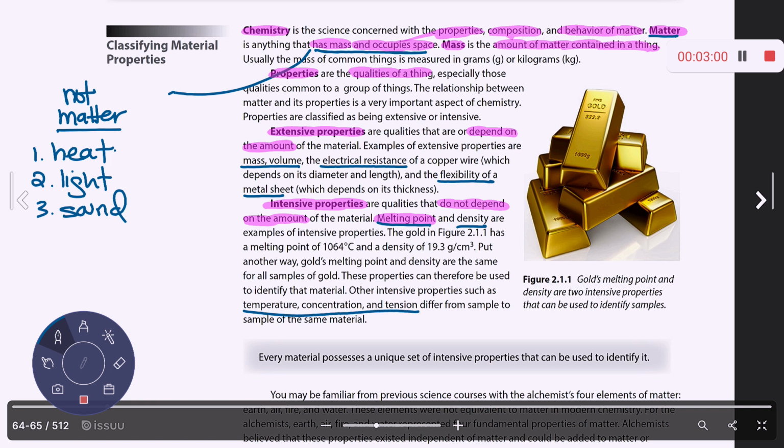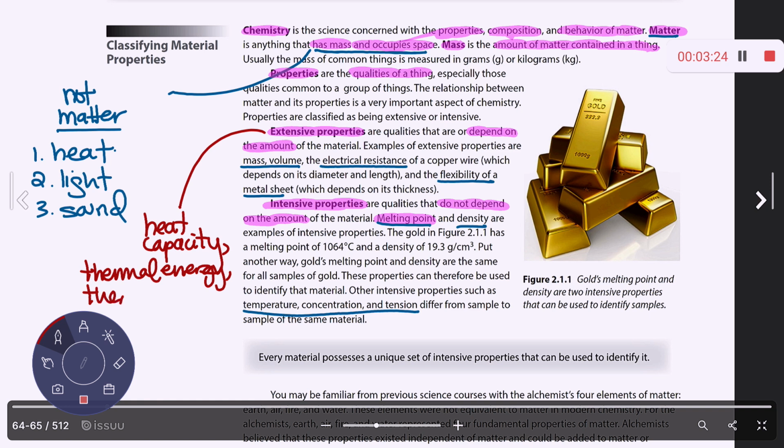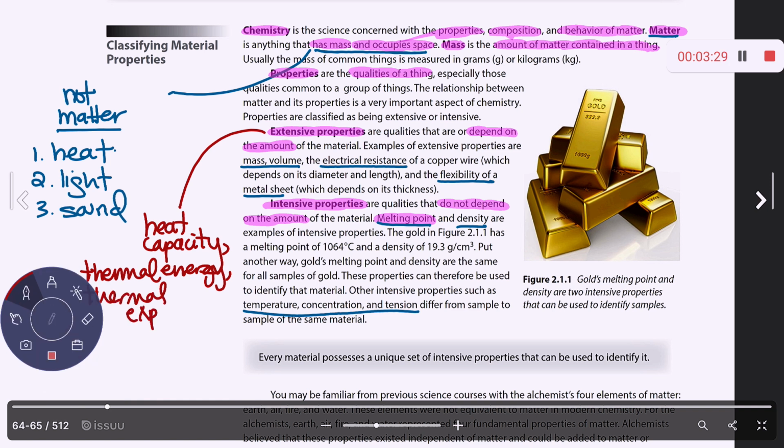Now, there's a few that are not listed here that I'm going to add just in case. So let me do this in a different color. Some other extensive properties would be the heat capacity, which I'll talk about later, of a substance, thermal energy, which we probably won't discuss in too much detail. Thermal expansion we'll never discuss, but I'm just giving you these things because I often have students use these books as references when they go to college, okay?